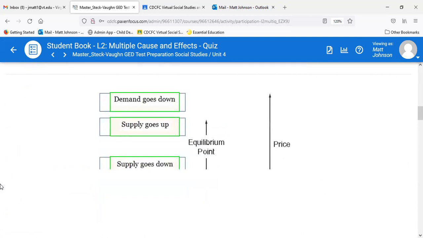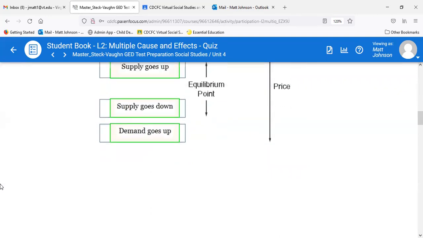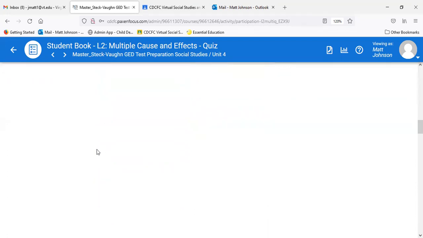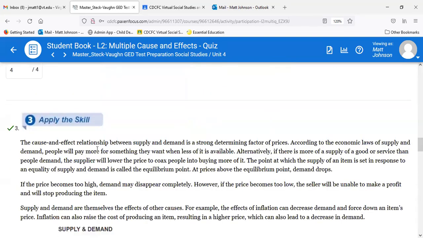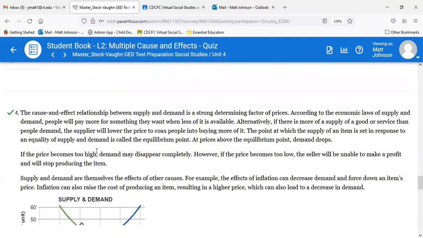So 1 was B as in boy. For 2, we had demand goes down, supply goes up; supply goes down, demand goes up. And the point there is that's how the prices work. As demand goes up and supply goes down, the price goes up. And when demand goes down and supply goes up, the price goes down. And 3 was D as in dog. And 4 was A.